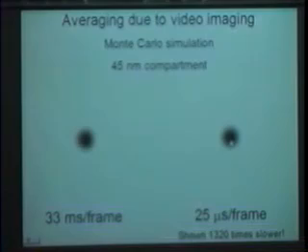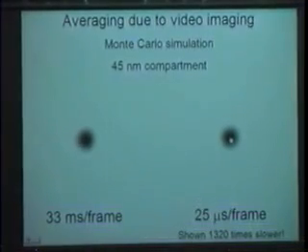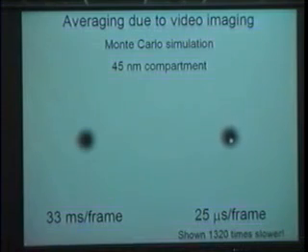If I go to this one, this is what we'd see if we did it at 25 microseconds per frame. You can now obviously tell that the particle is moving around in a little compartment. And that's the same simulation. I took these frames and added them up to make this movie here.